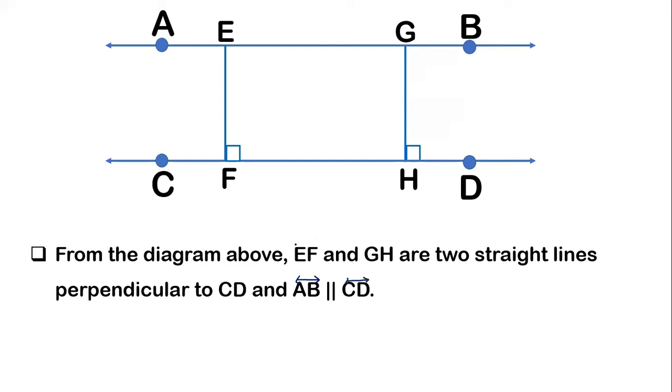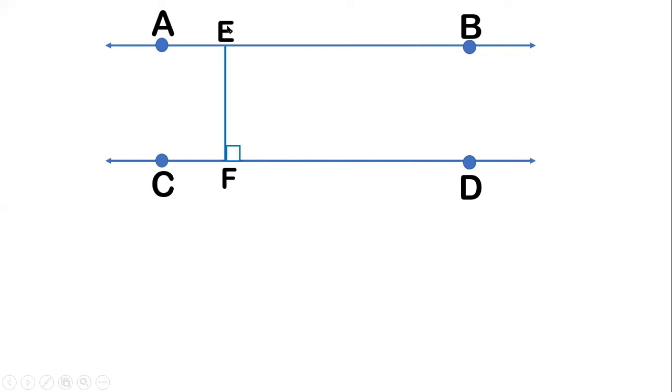So the line segments EF and GH are straight and perpendicular to line CD. When we say that these two lines are perpendicular, it means that they meet line CD at 90 degrees. This symbol means 90 degrees. And AB is parallel to CD. So, line segment EF, we know that it is perpendicular to the line CD.